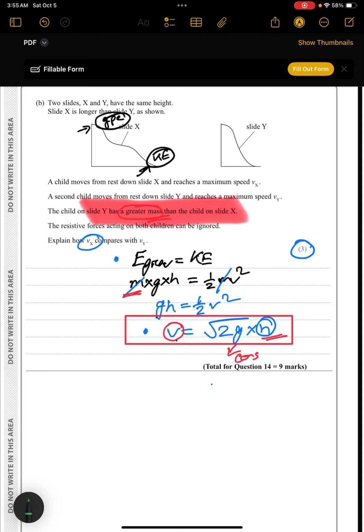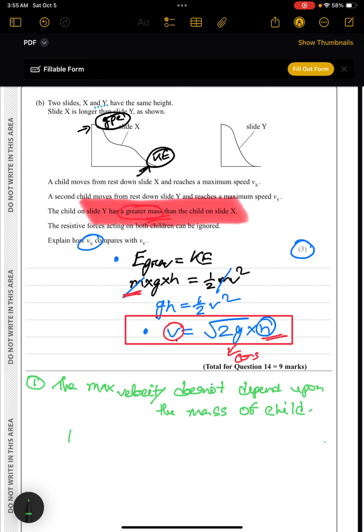So we can write point number 1: the maximum velocity doesn't depend upon the mass of the child, it only depends on the height. So this was our point number 1, this was our point number 2, and this was our point number 3.